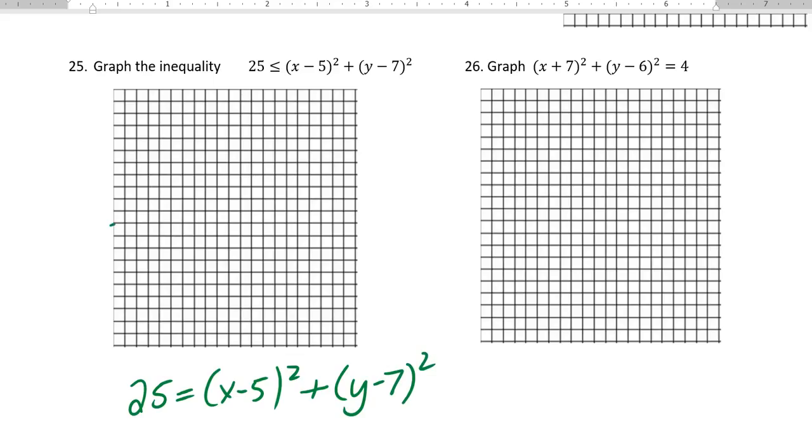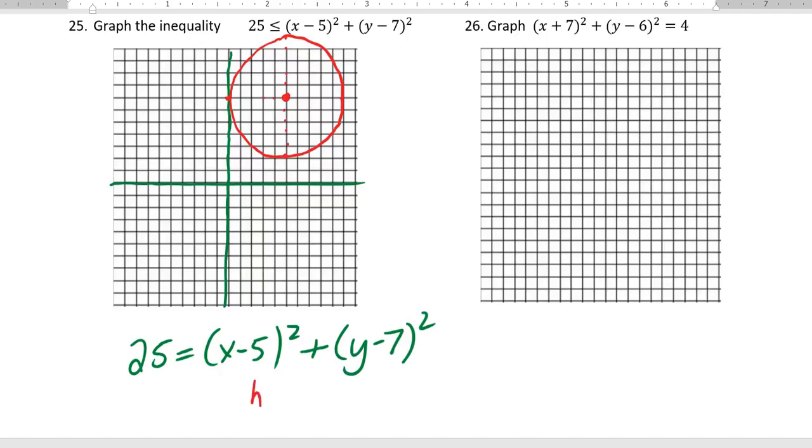We can see this is a circle, and we can see that the center of the circle is going to be 5, 7, and our radius, we know, is going to be 5. So I went ahead and graphed my center as 5, 7, and then I went 5 to the right, 5 to the left, 5 down, and 5 up, and I drew my circle. That's my first step. Just graph it as if it's an equal.